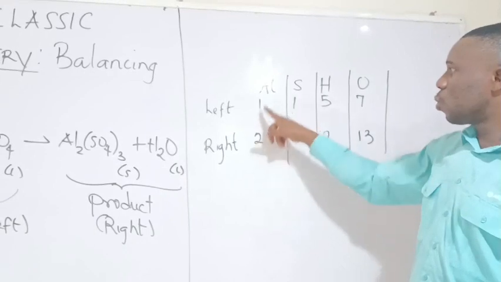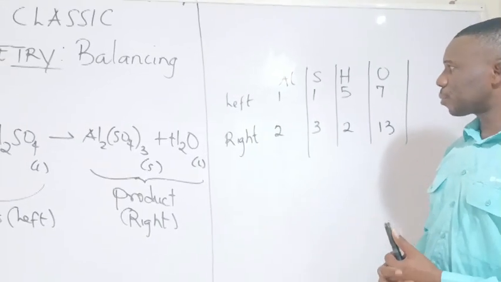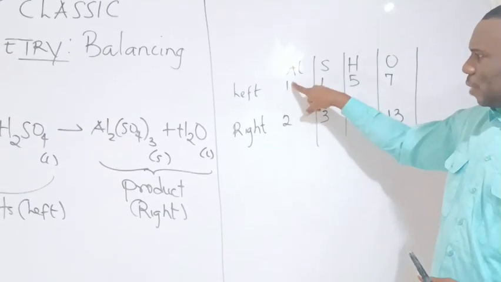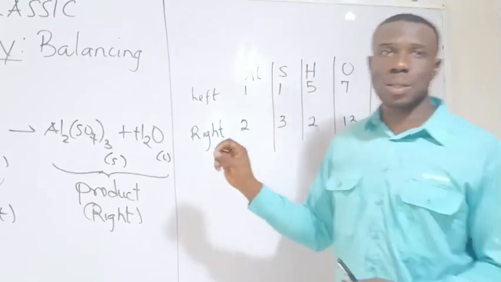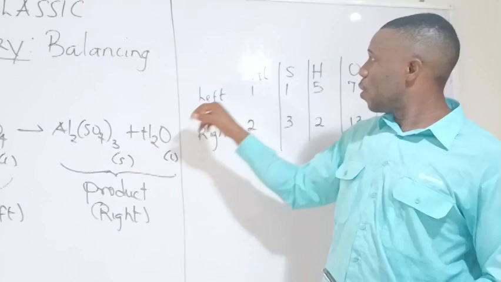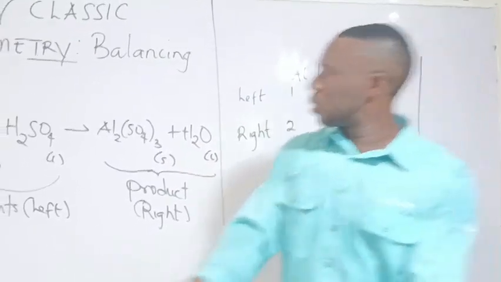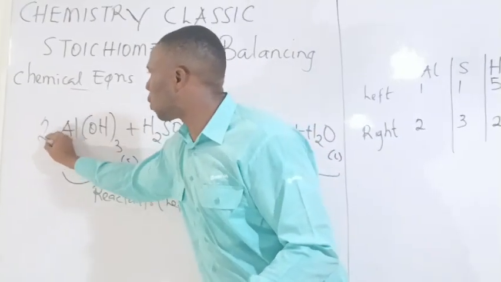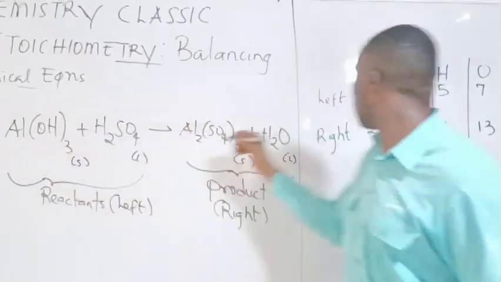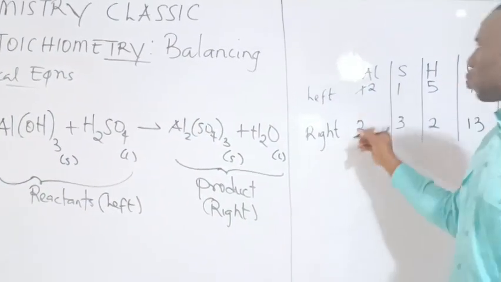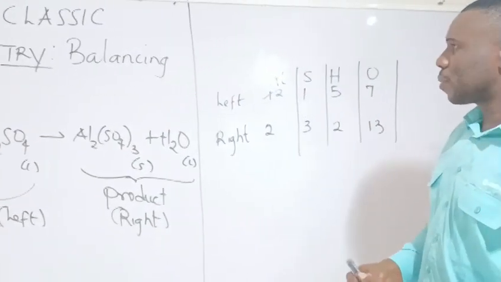So starting off with aluminium, aluminium is 1 on the left, 2 on the right, so I have to make it 2 on the left. So I would stick in the coefficient where I find aluminium. Clearly, I could stick in the 2 right here. So 1 times 2 now makes aluminium 2, equal to 2, right?